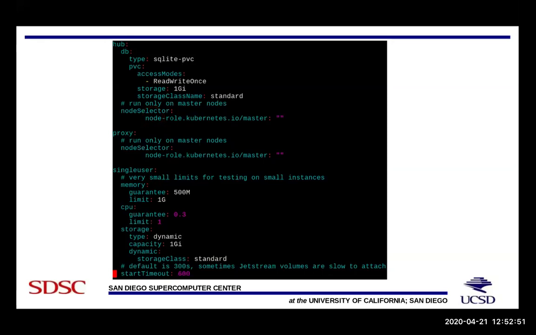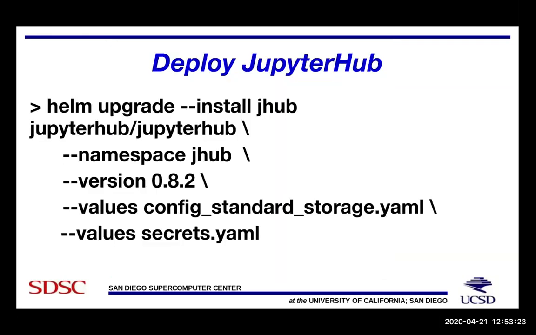Here, for example, you can configure the kind of authentication that you want to use. By default, this is running the dummy authenticator. With the dummy authenticator, you put in any username and it just logs you in. Then you specify how much memory and how much CPU you want to give each user, and then the storage. You configure all of that and then run Helm, and this is going to install all the necessary services.